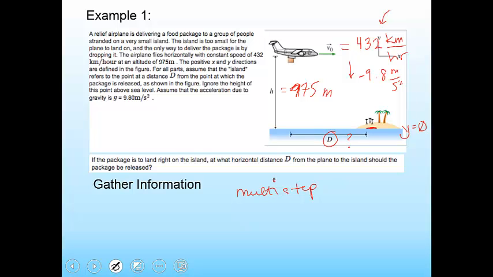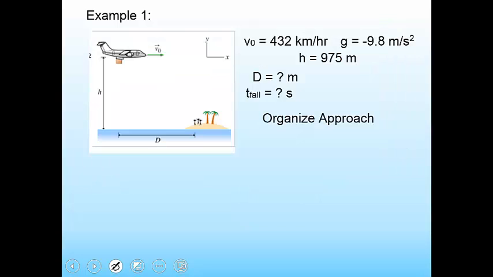Okay, so let's go to the next part. So I've listed all of these things that we need. I've added one more thing that we need in order to solve this problem, which is the time of the fall. So this is part of organizing the approach, trying to figure out what else we need. We also need to convert our v naught into meters per second from kilometers per hour. So I'll do that here really quickly.